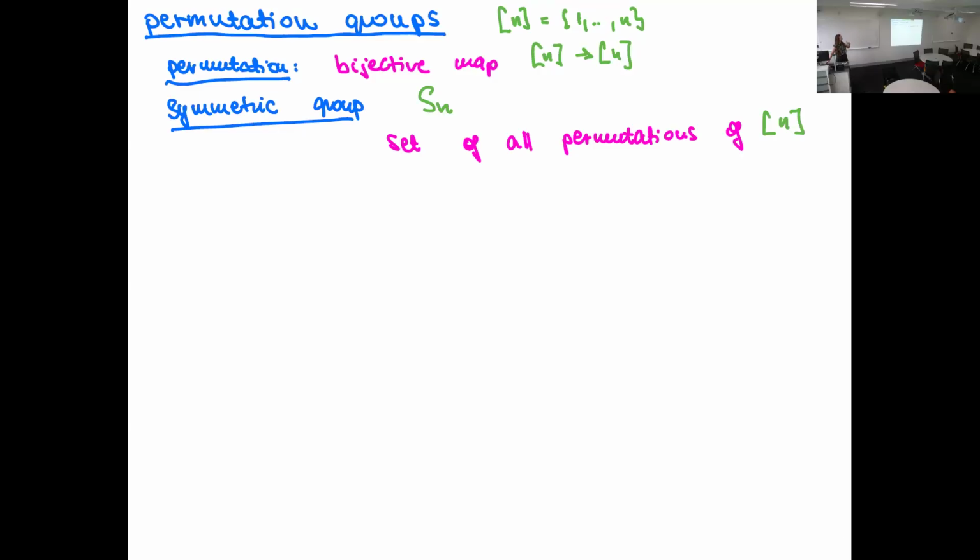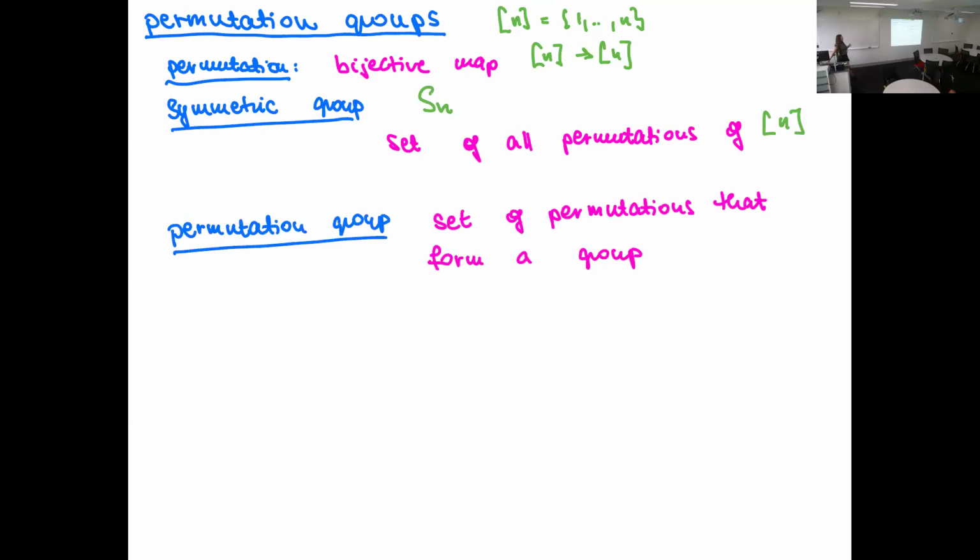So all of the permutations possible with functions, it's quite nice. They satisfy all of the axioms of groups quite quickly. And then because they are bijective, all the inverses are also there. And then a permutation group is a set of permutations that form a group. It can be all of them, it can be some of them.